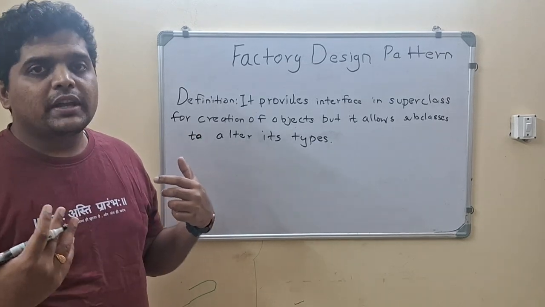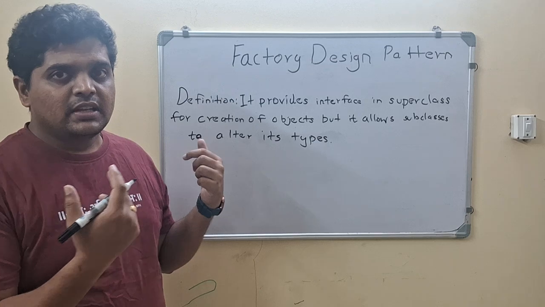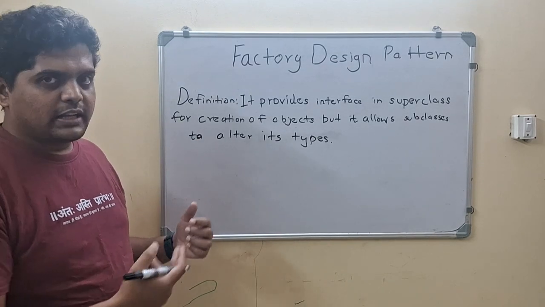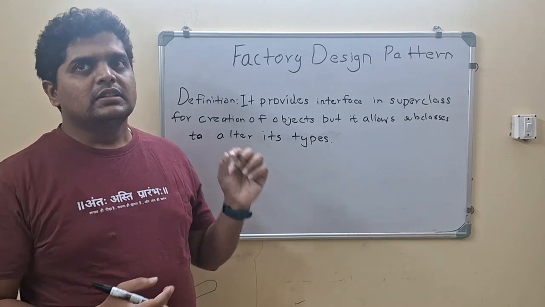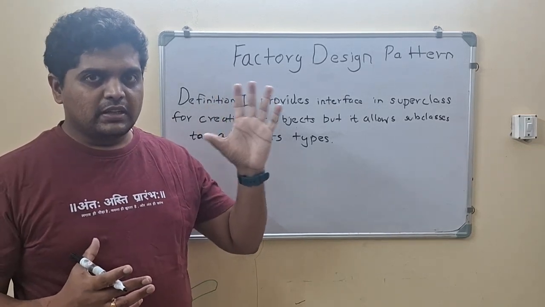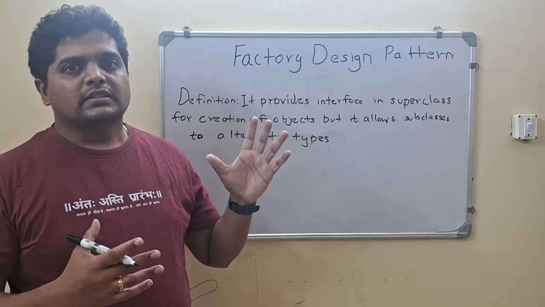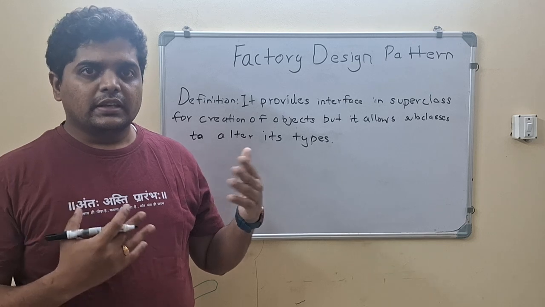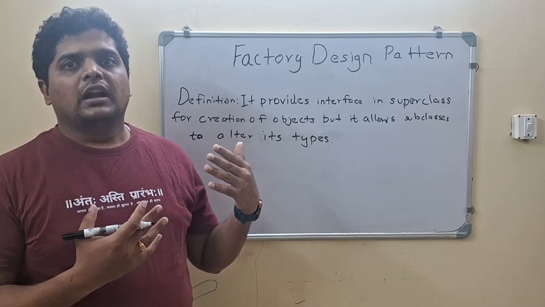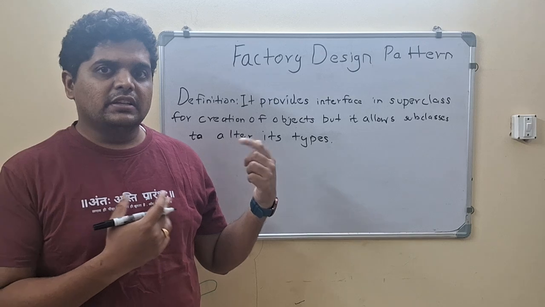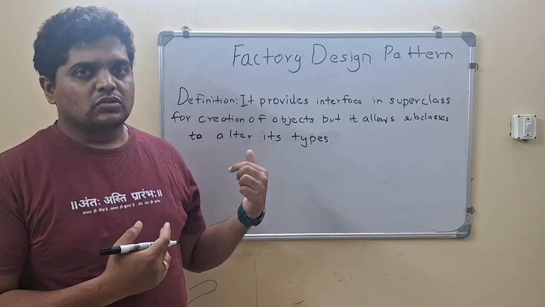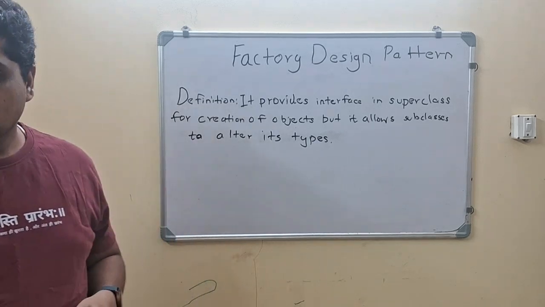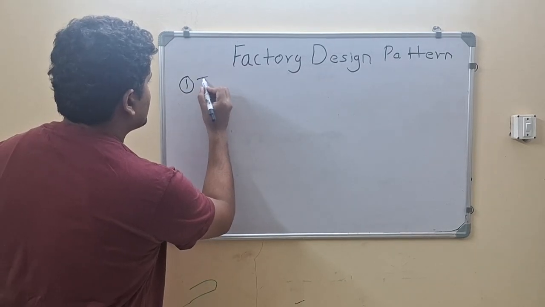With just an interface provided in the superclass, it allows the subclasses to alter types. That means just by providing some method in the superclass, the subclasses will create the objects, and at runtime the subclasses can vary in the types that they implement. So we'll see how it can be implemented in a skeleton. I'll show you that it will provide an interface.